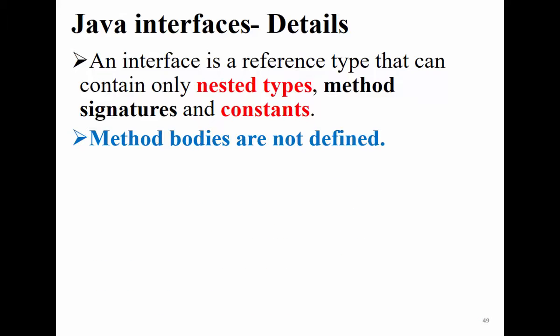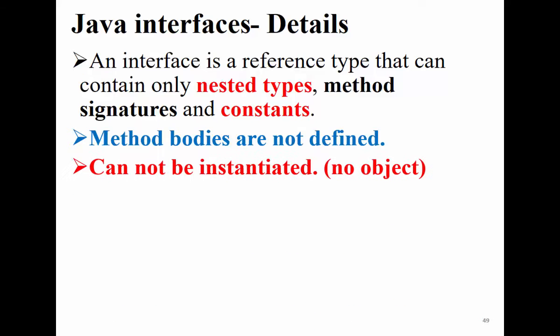A method body is not defined inside the interface. There's no definition. Like toBound, I just give you the header. I didn't define the body of it. Now, you cannot instantiate from the interface. You cannot create an object. That's why I told you it's a reference type. You can use it on the reference side. You cannot use it on the object side, on the right side. You cannot use it with the new. You cannot create a new object from an interface.